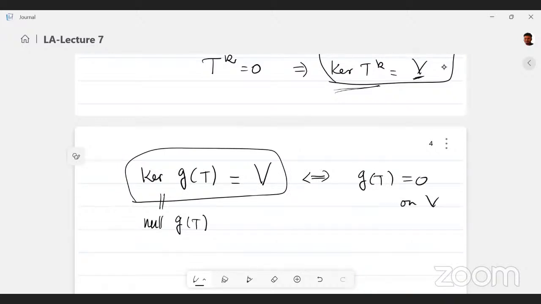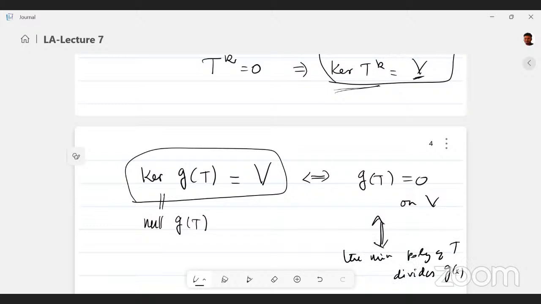Is that correct? So, okay, I will introduce what is minimal polynomial. In terms of minimal polynomial, you can say actually the minimal polynomial must divide this g of x. So that is the correct characterization. If and only if. In a minute, I will introduce what is the minimal polynomial. So the minimal polynomial of T divides this g of x.